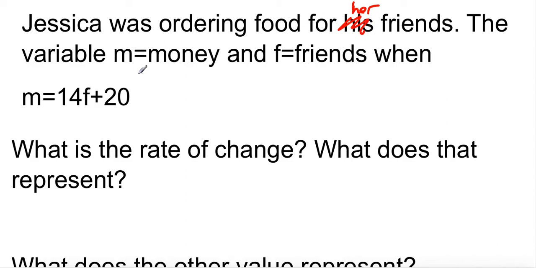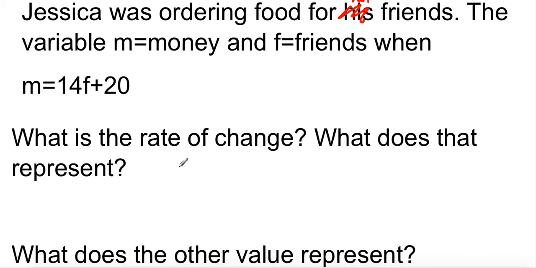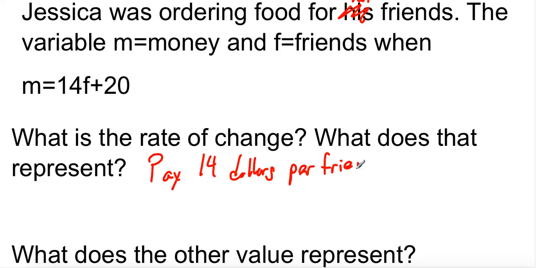For her friends, the variable m stands for money, and the variable f stands for friends in this equation. So I know that the money is reliant on the number of friends, and your biggest clue for your rate of change is checking the coefficient, because your coefficient will always tell you your rate of change. So this says that Jessica is paying $14 per friend. So our rate of change is 14, and that tells us that for each friend that Jessica is ordering food for, she's paying $14 for that one person.